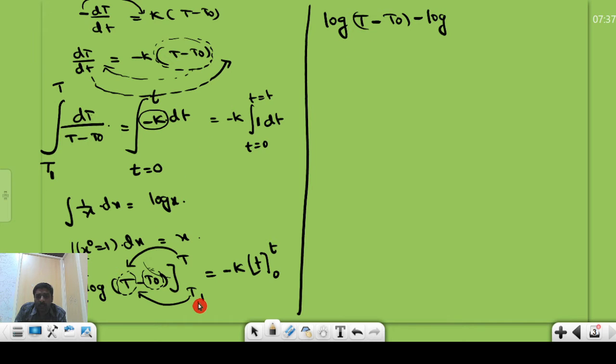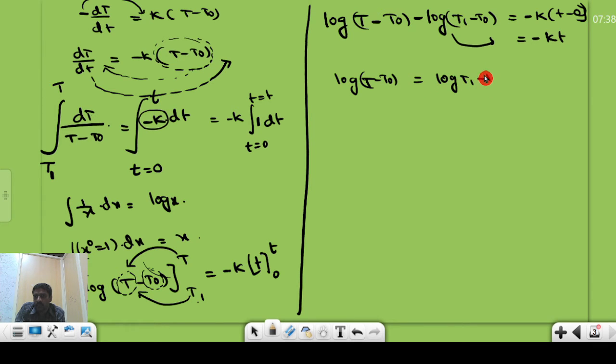The lower limit gives log of T1 minus T naught, and on the right side, in this equation also we apply minus k into (t minus 0). This is the formula we are getting. So t minus 0 is just t, minus kt. Please look at this: log of (T minus T naught) is equal to, sending this value to the right side, log of (T1 minus T naught) minus kt. This is the formula we are getting.